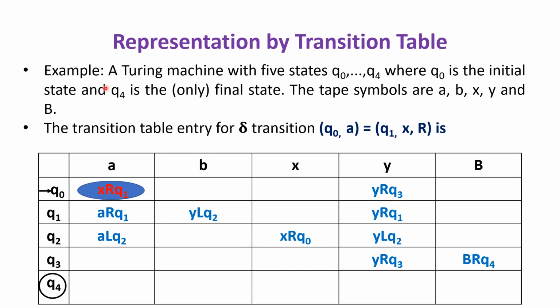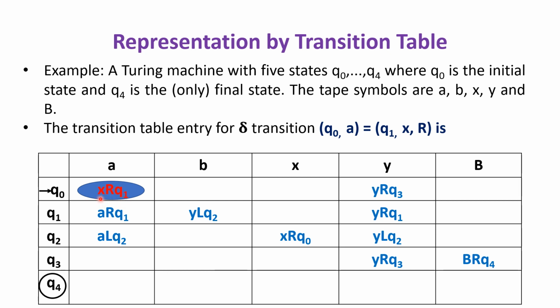For example, let us assume a Turing machine with 5 states Q0, Q1, Q2, Q3, Q4, where the initial state is Q0 and the final state is Q4, with the tape symbols A, B, X, Y and blank. So let us see how to make a transition table entry for one single transition. Delta of Q0, A is equal to Q1, X, R. So at row Q0 and column A, at this position we write X R Q1.